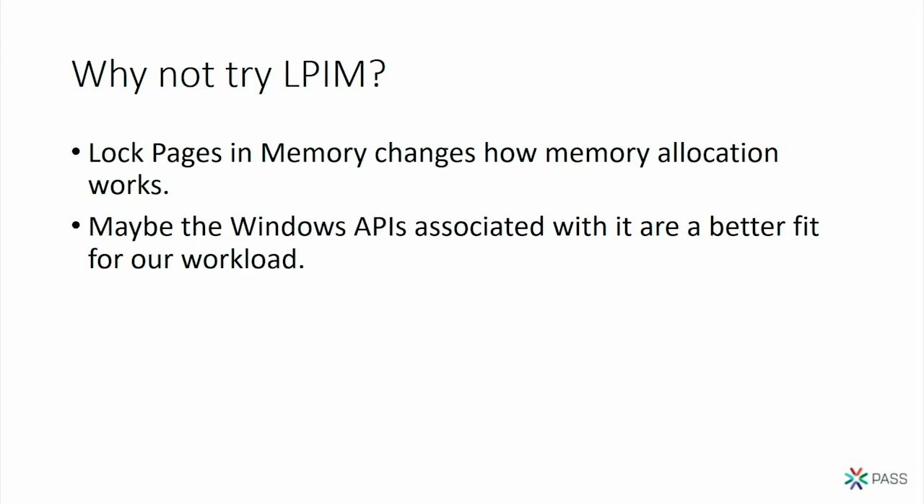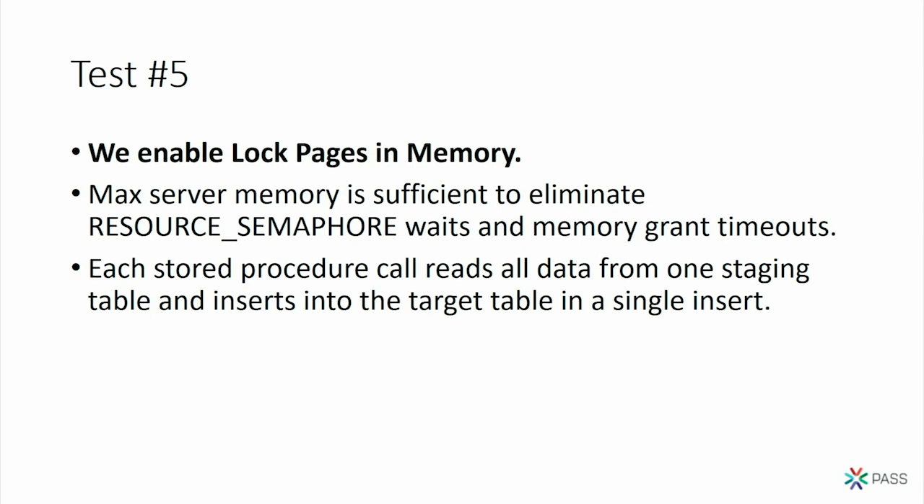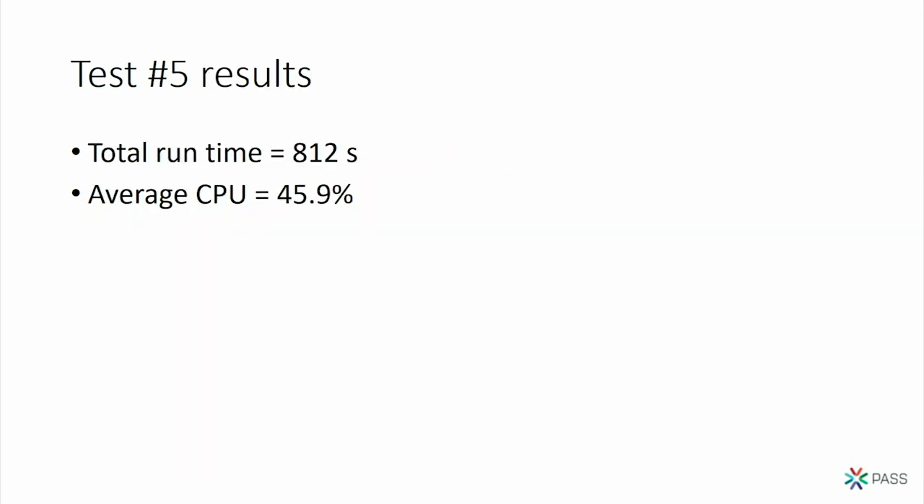And the reason this might actually work is lock pages in memory does more than control behavior under memory pressure. It actually uses different Windows APIs to allocate and free pages. Maybe those APIs are better, maybe they're worse. I'll try anything. So we enable lock pages in memory. Look at that. 812 seconds. Still not fast enough, but much better, right?